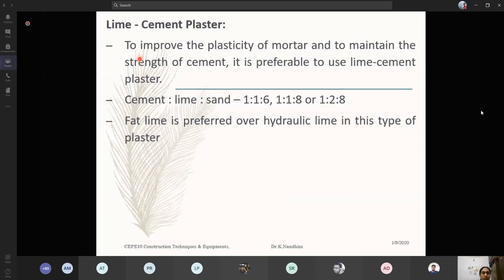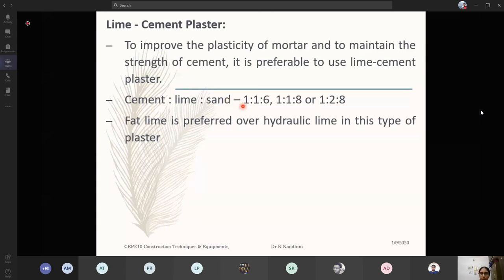Okay. Next is a lime cement plaster. To improve the plasticity of mortar and to maintain the strength of the cement, it is preferable to use lime cement plaster. Cement is to lime is to sand. You see the different proportions.